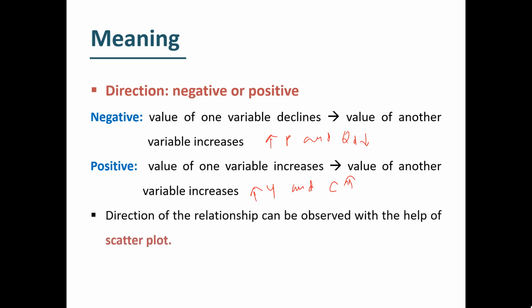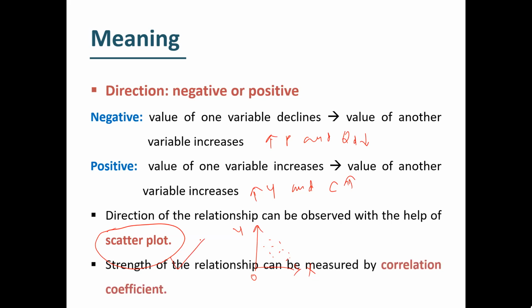The direction of the relationship can be observed with the help of a scatter plot. In a scatter plot, on the horizontal axis we have one variable, suppose it is X, and on the vertical axis we have another variable, and then we plot the data points. That is the idea of a scatter plot. So whether the association between two variables shows any particular pattern, the direction can be visualized with the help of a scatter plot.